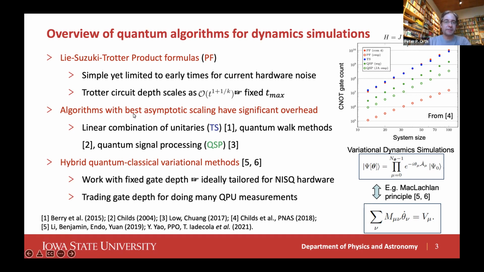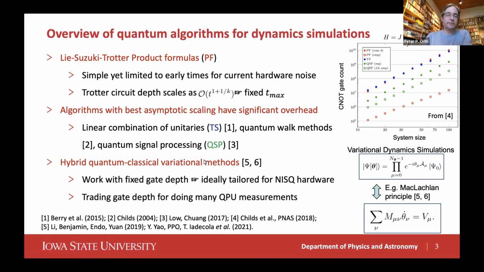Now, the algorithms with the best asymptotic scaling, as have been discussed at length, they often have a significant overhead. So in this talk, I will not consider them further. But of course, if this overhead becomes manageable, then these are probably our methods of choice.